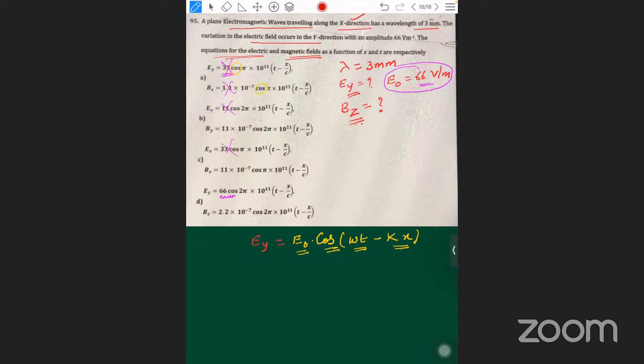So easily you can guess the answer as 66 cos 2 pi into 10 power 11 t minus x by c. After substituting this omega and k, you can get the answer. But easily you can guess because the amplitude of the electric field is given as 66. So option D is the right answer. That is 66 cos 2 pi into 10 power 11 t minus x by c. Got it? Yeah.